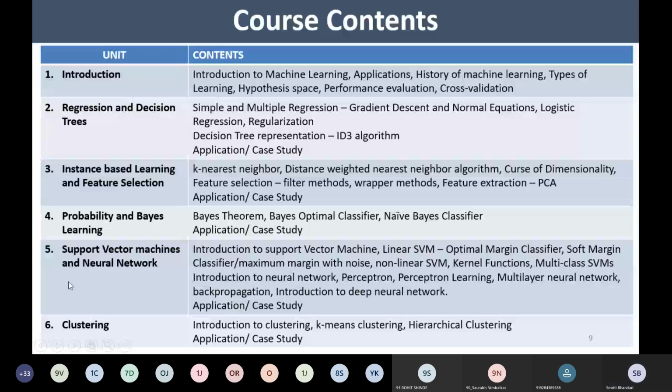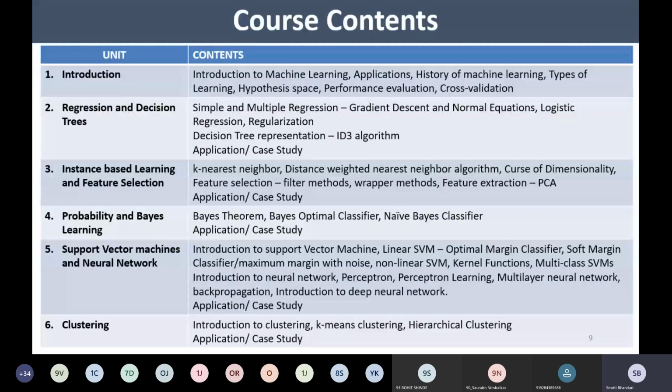In unit number 4, we are going to deal with probability and Bayes learning. So many of you might be remembering the concepts of probability that you might have learned in your first year or second year of engineering and even in junior college. So we are going to revise the concept of probability and Bayes theorem, and then we'll be focusing upon a few important classifiers, Bayes optimal classifier and naive Bayes classifier.